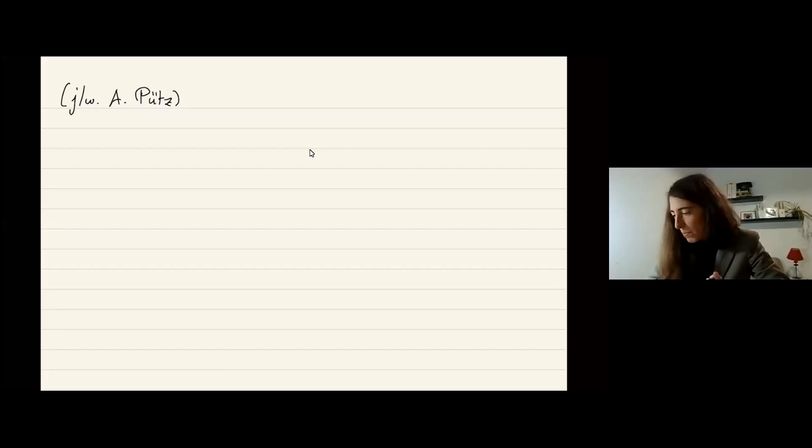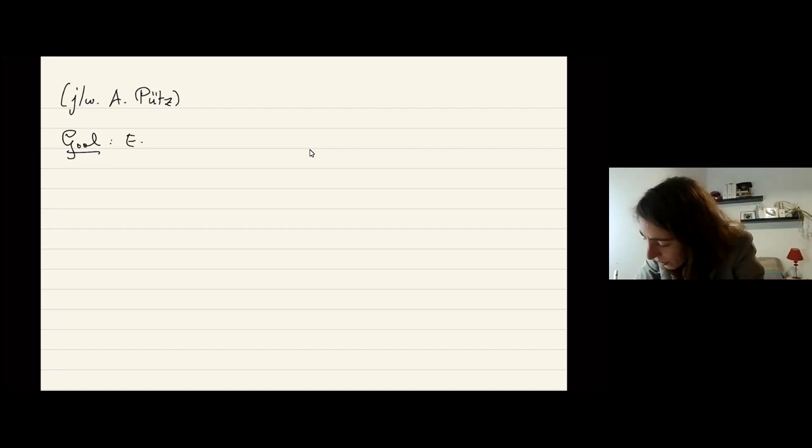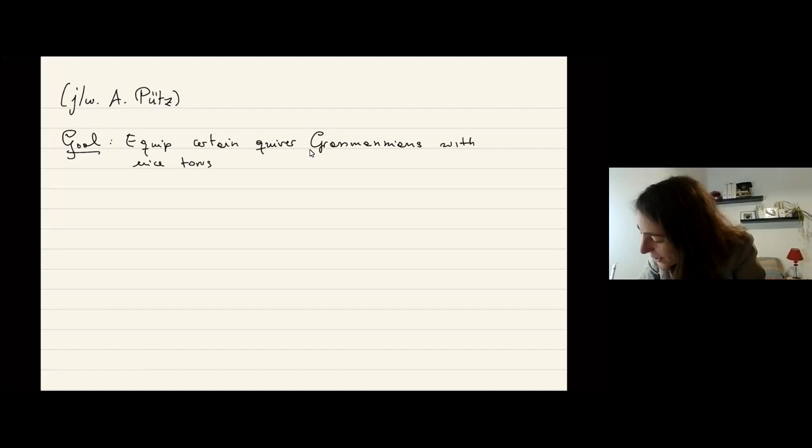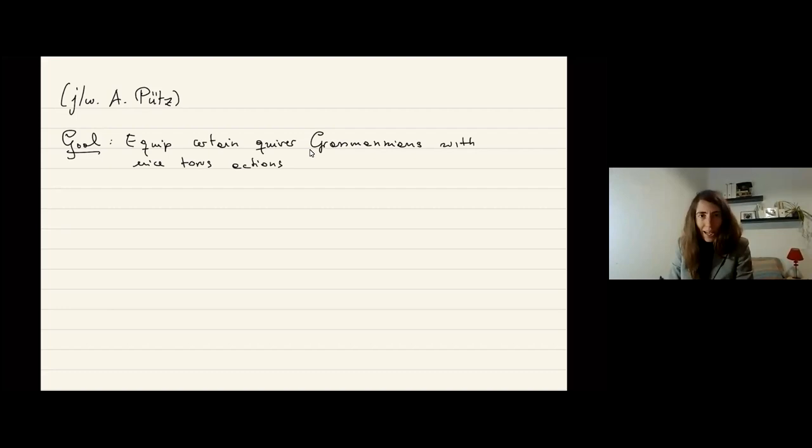So first of all, what's the goal? Let me tell you the short-term goal. The goal is to allow me to play my favorite game, which is being able to apply moment graph techniques. More formally, what we want to do is to equip certain varieties, let me just write already their name, appropriate quiver Grassmannians, with nice torus actions.